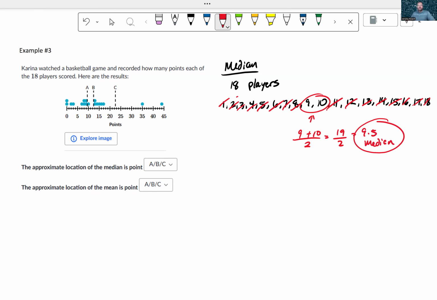Okay. So now we want to find the 9.5 value on this list, and that's going to tell us our median. So we have 1, 2, 3, 4, 5, 6, 7, 8. There's our ninth value. There's our 10th value. The 9.5 value is between 9 and 10. That's got to be A.